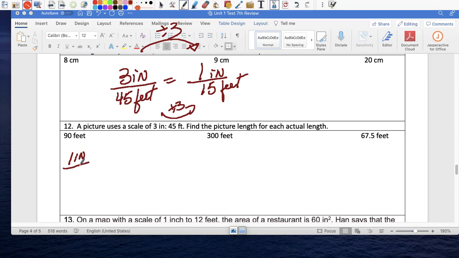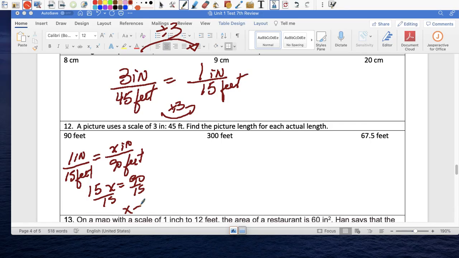1 inch is 15 feet. If I have 90 feet, how many inches would that be on my drawing? That's what the question is asking, right? Cross multiply, we got 15x equals 90. Divide by 15, divide by 15, x equals 6. So 90 feet would be equivalent to 6 inches in my drawing.